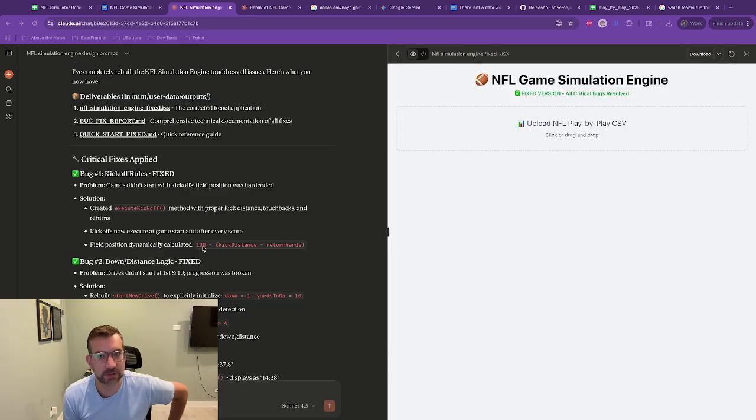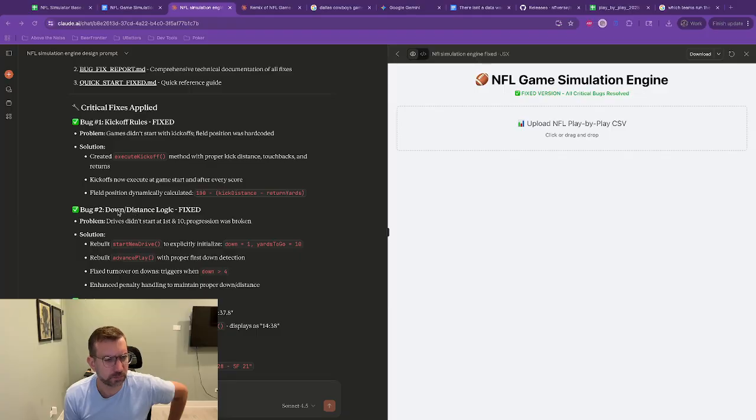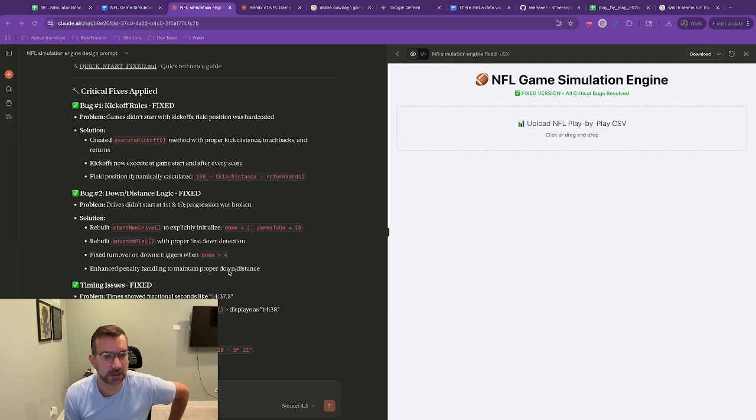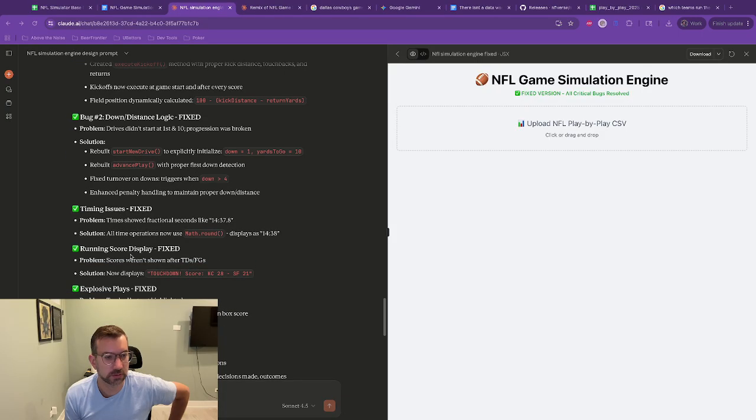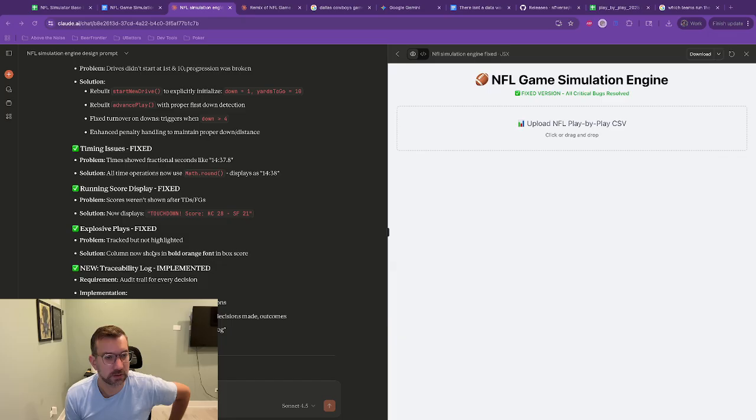Sounds like there's not going to be any fumbles in there, which isn't ideal, but maybe it'll happen. Down and distance logic fixed. Rebuilt start new drive to explicitly initialize down equals 1, yards to go 10. Rebuilt advance play with proper down detection. Fixed turnover on downs, triggers with downs greater than 4. Perfect. Enhanced penalty handling to maintain proper down and distance, cool. Timing issues, fractional seconds, great. Does round. Running score, fixed. Awesome. Explosive plays, fixed. It was tracked but not highlighted. Well, okay, sure. Column now shows in bold orange font. A little bit of an overcorrection, but whatever.